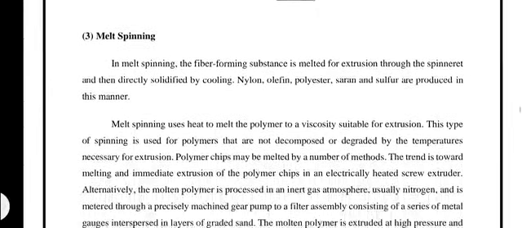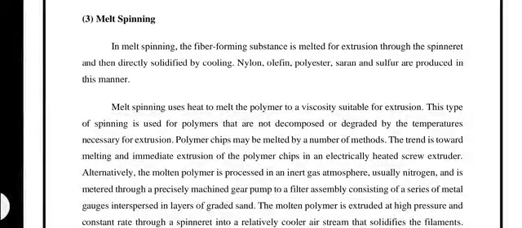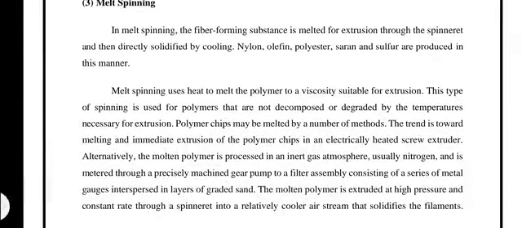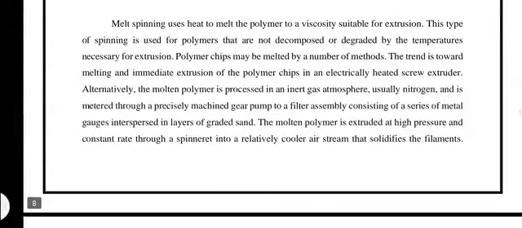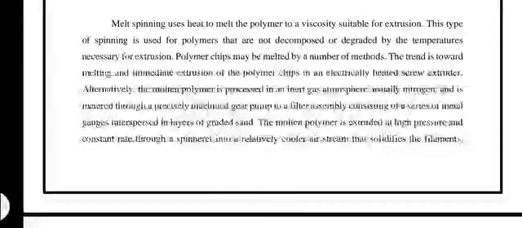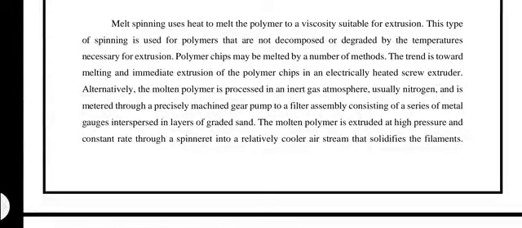Then I will describe melt spinning. In melt spinning, the fiber forming substance is melted for extrusion through the spinneret and then directly solidified by cooling. Nylon, olefin, polyester, saran, and sulfur are produced in this manner. Melt spinning uses heat to melt the polymer to a viscosity suitable for extrusion. This type of spinning is used for polymers that are not decomposed or degraded by the temperature necessary for extrusion.